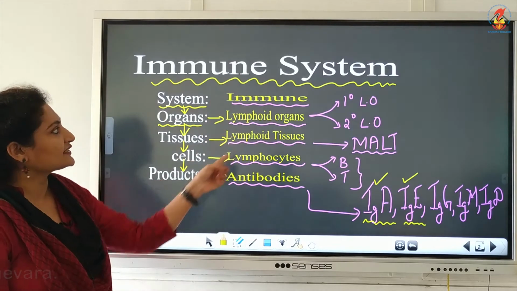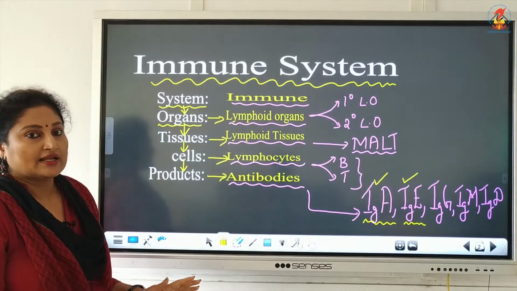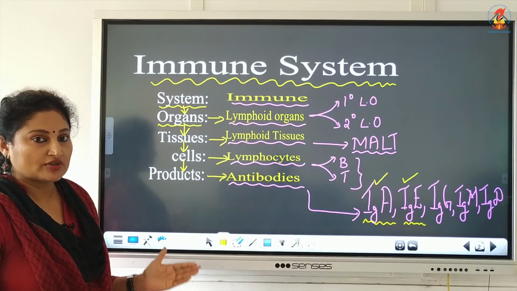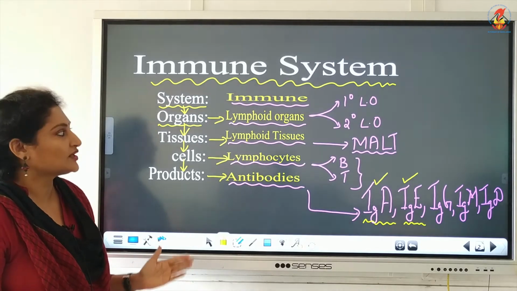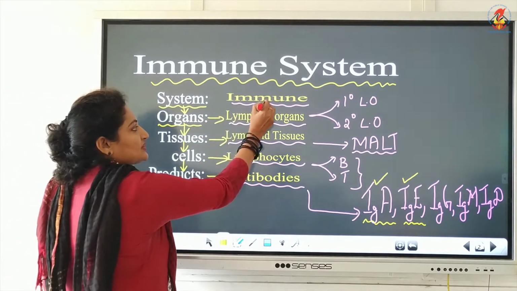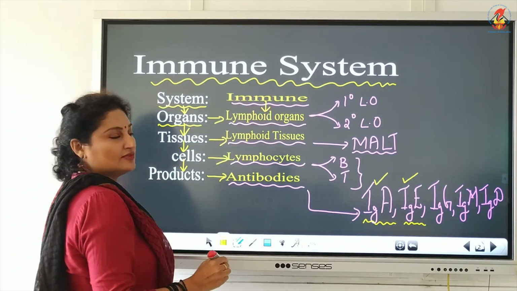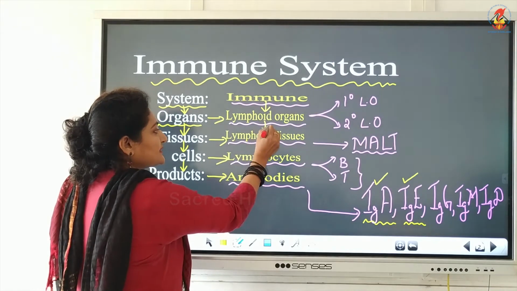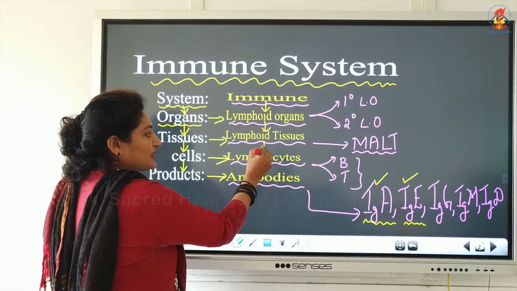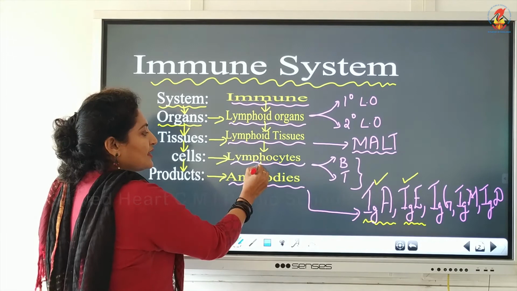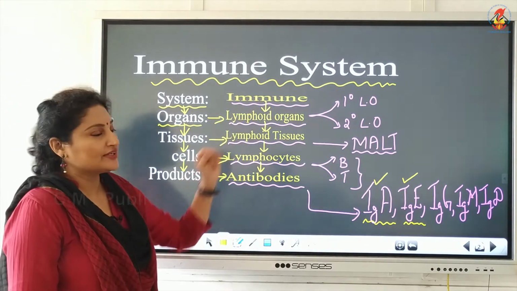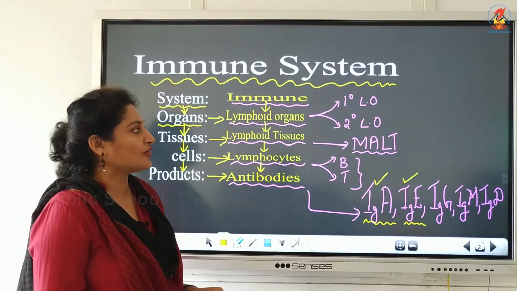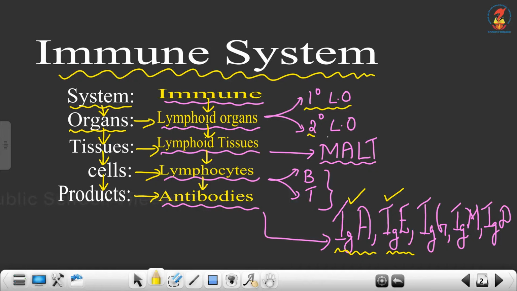So once again, a recap of the immune system. Like any other system, it comprises organs, organs comprise tissues, tissues comprise cells, and cells have certain products. So like that, I am going with the immune system. The immune system comprises the lymphoid organs. The lymphoid organs comprise the lymphoid tissues. Lymphoid tissues have the lymphocytes, and the products of the lymphocytes are antibodies. Now, there are two categories of lymphoid organs: primary lymphoid organs and secondary lymphoid organs.